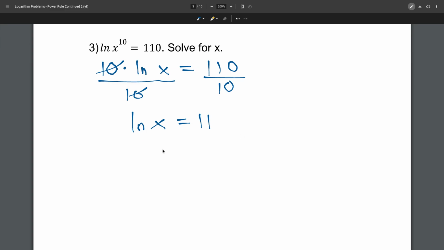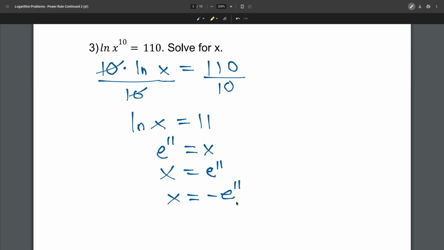Okay, so natural log has a base of e, so when I write this in exponential form, e to the 11th power equals x. But again, we're raising to an even power here. So not only could x equal e to the 11th, x could also be a negative e to the 11th.